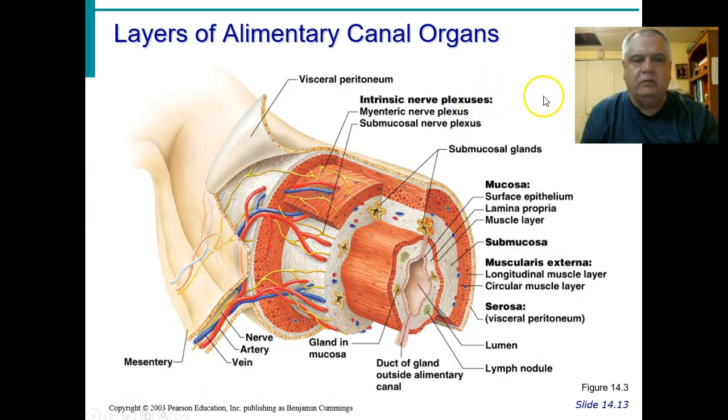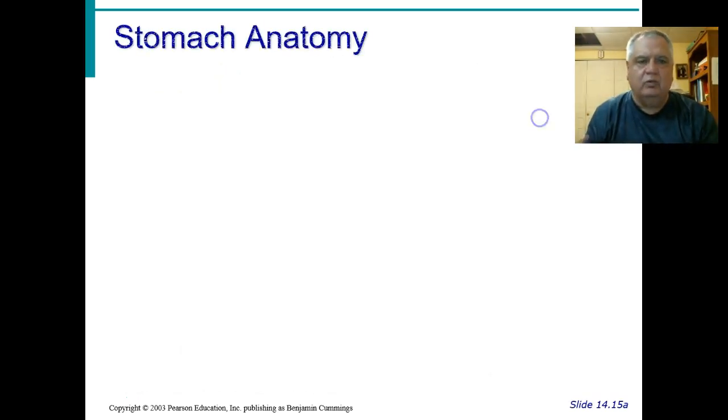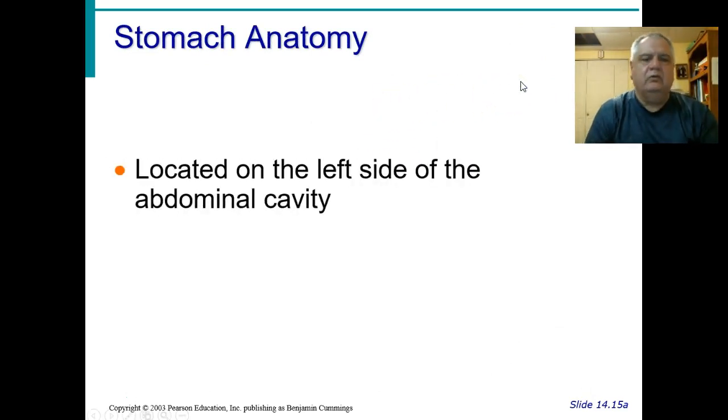Okay, so I hope that helps to make the structural organization of the alimentary canal organs a little more clear. They all have that same basic organization. If there are some differences, we call them modifications, and we'll take a look at them as we move along. So now let's take a look at the stomach. Let's move on from the esophagus to the stomach.